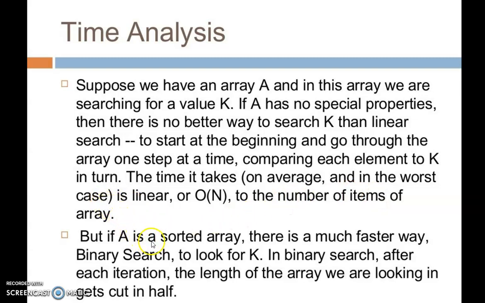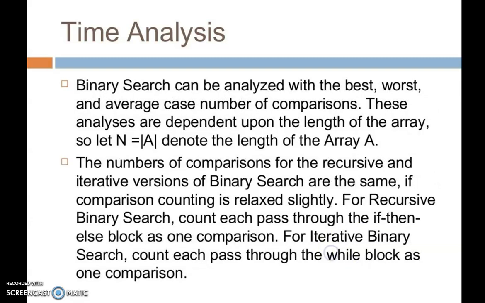But if A is stored as a sorted array, there is a much faster way to look for k: binary search. In binary search, after each iteration, the length of the array we are looking at gets cut in half. So binary search can be analyzed with the best, worst, and average case number of comparisons. These analyses depend upon the length of the array. So let n equal |A|, denoting the length of array A.